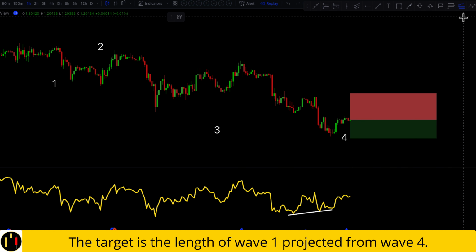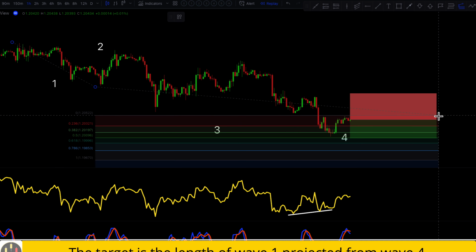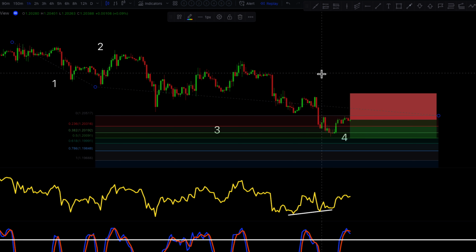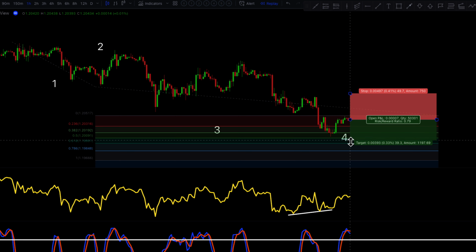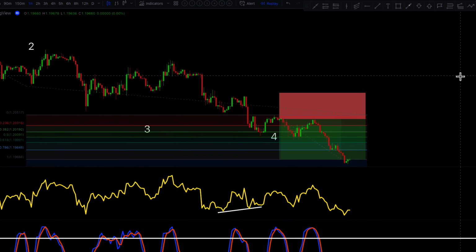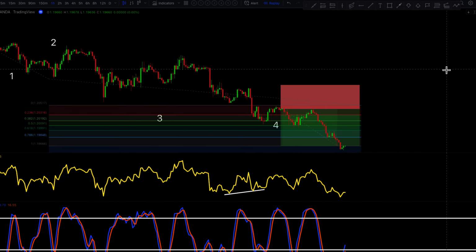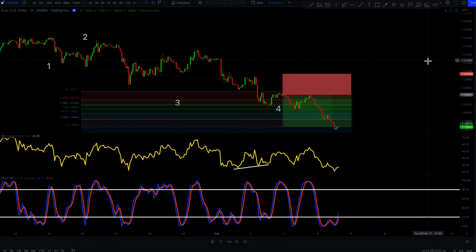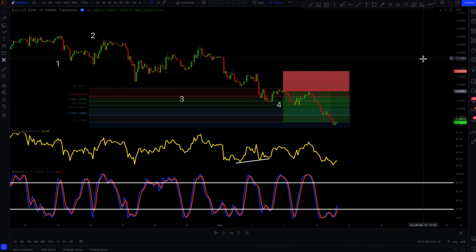We then take our Fibonacci projection tool from the top of wave 1 to the bottom and project it to the top of wave 4. And we set our profit target at the 1-to-1 projection of wave 1, which gives us a 1.55 risk to reward ratio. And short example 1 crushes the profit target. I'm going to show you one more short example.